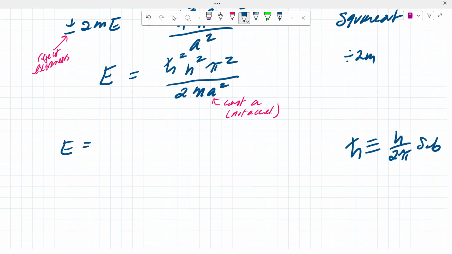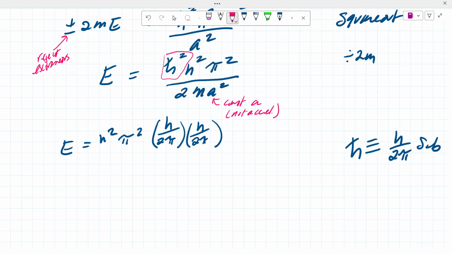E equals n squared pi squared, h over 2 pi, h over 2 pi. Okay, so what I did is broke out the h bar squared, right? So the h bar squared is this thing right here. Oh, no, it's not there. It's this one. So my order is a little bit different. But in a multiplication, that's okay. I just made that substitution there.